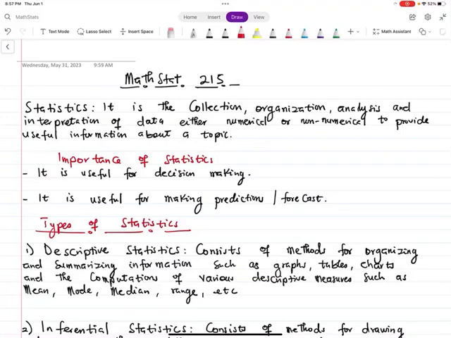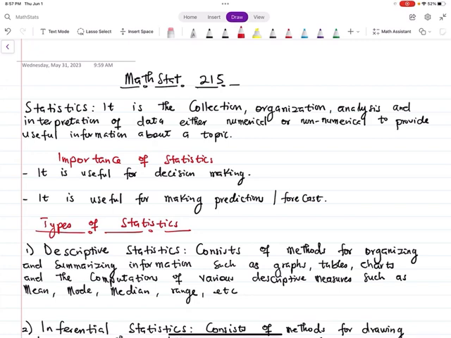Introductory Statistics, the 10th edition. The author is Mann, so that is what we'll be using for this class. So I'll follow the textbook very closely. And so let's start with chapter 1.